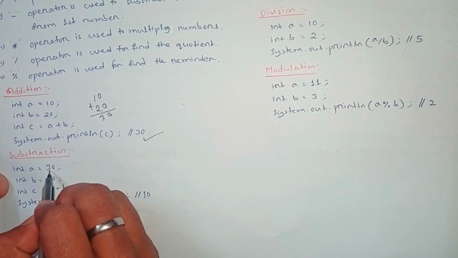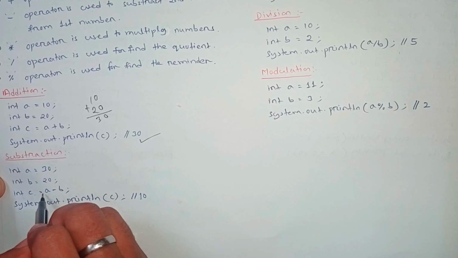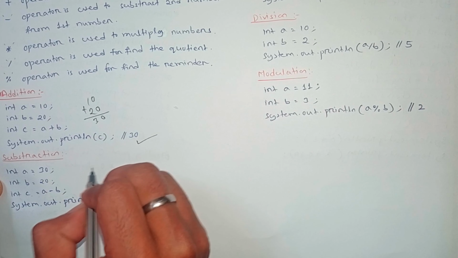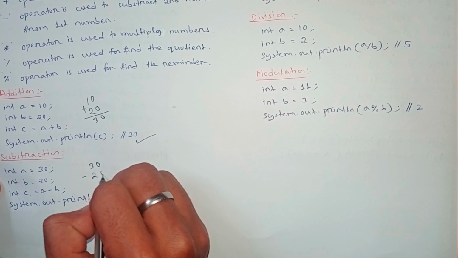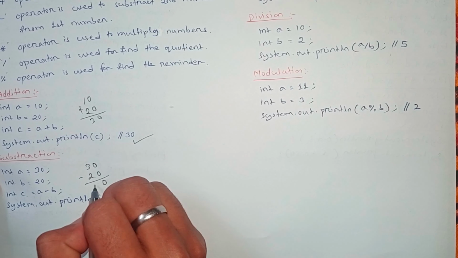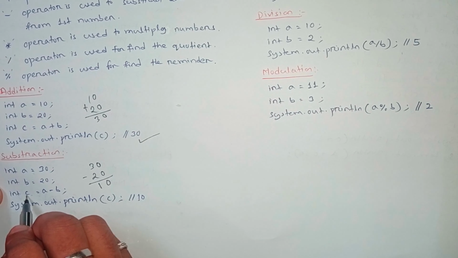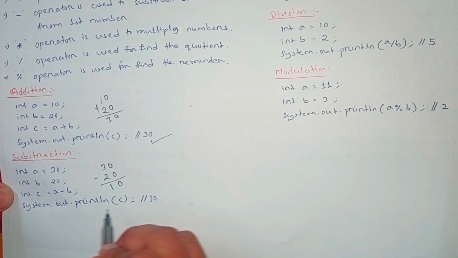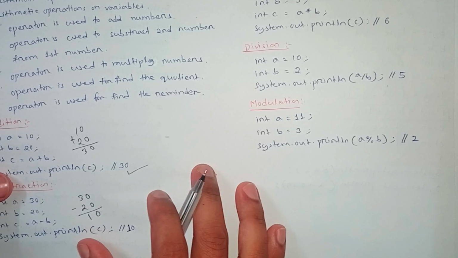Okay, next subtraction. int a equal to 30, int b equal to 20, int c equal to a minus b. a equal to 30 minus b equal to 20. So what is the output? This is 10. If we print c, then we get the output 10.